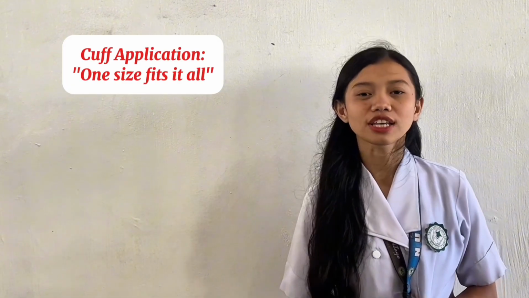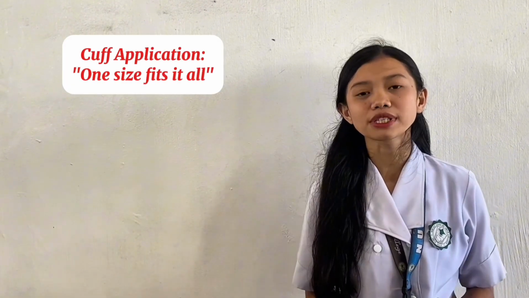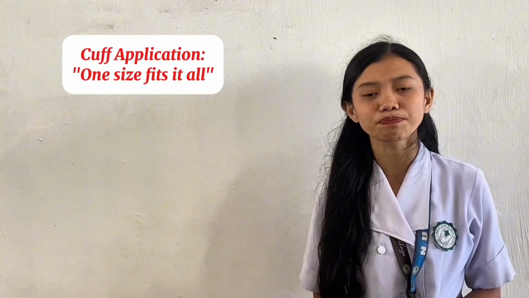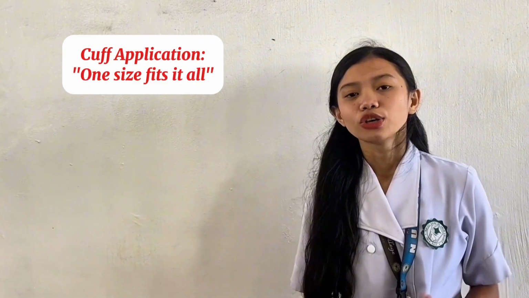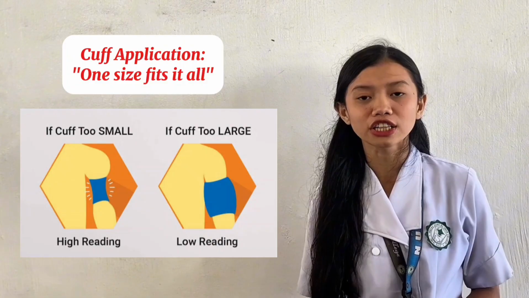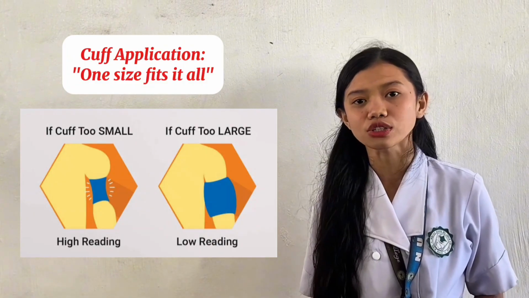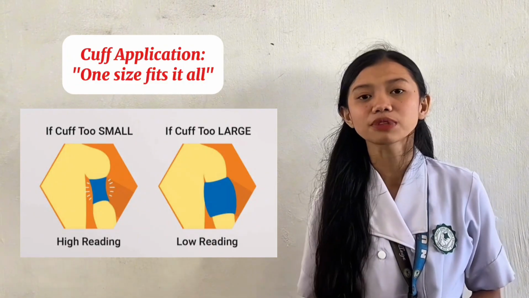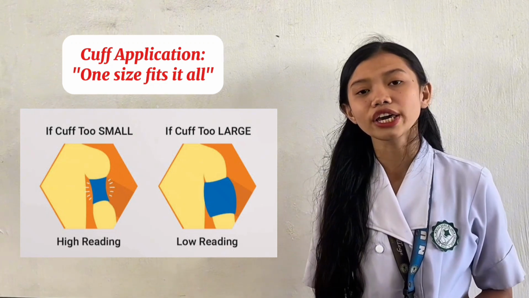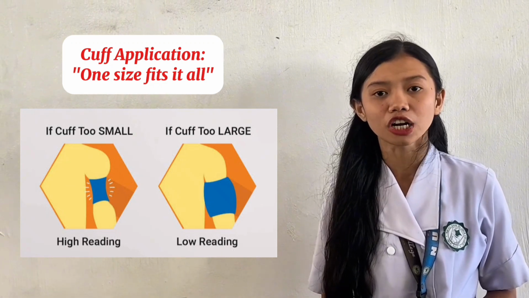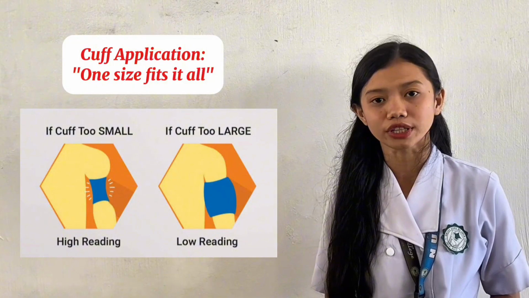The third one is in the cuff application, the one-size-fits-all. A very common misconception is that the cuff size doesn't matter as long as it stays on. But in reality, using a cuff that is too small for a large arm is the most common cause of a falsely high reading, sometimes up to 10 millimeters of mercury. And conversely, using a cuff that is very large for an arm can cause a falsely low reading.